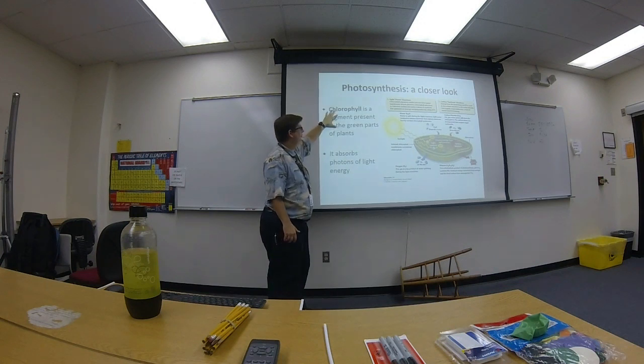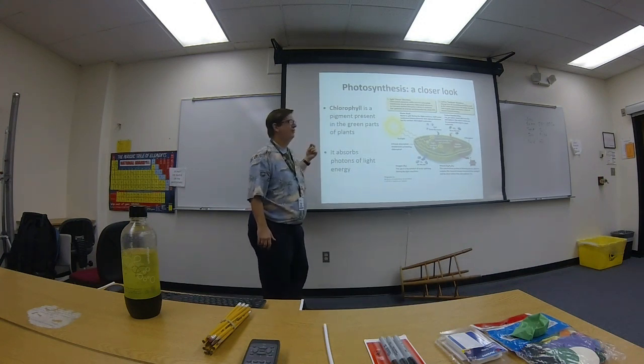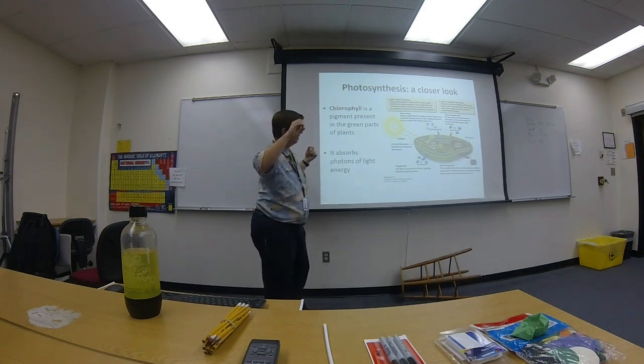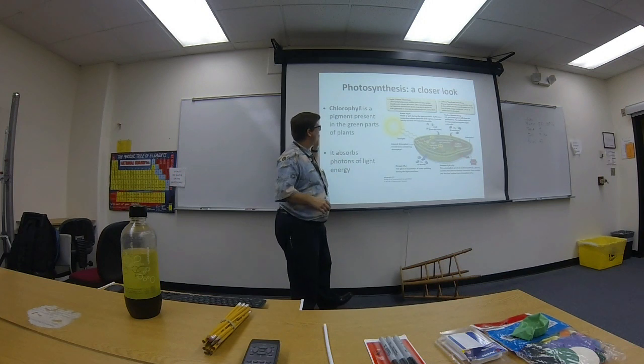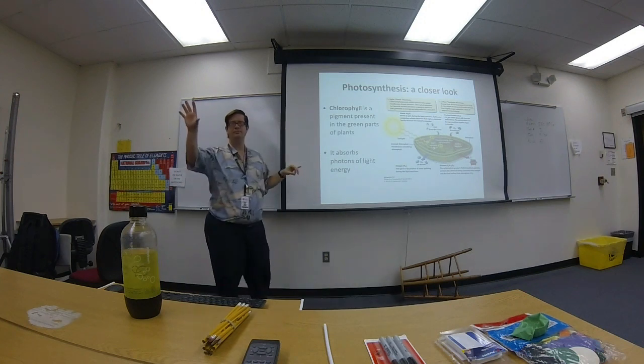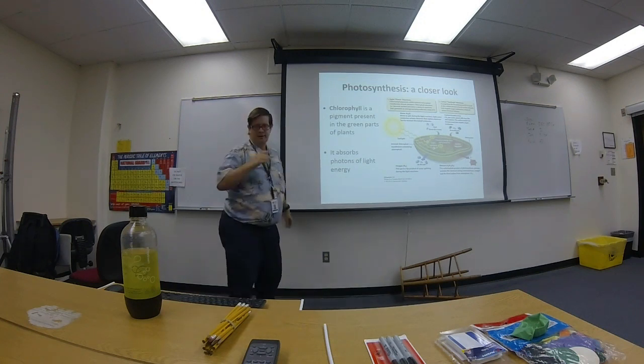We're going to talk about chlorophyll. Chlorophyll is a little pigment, a little colored molecule that is present in the chloroplast, in the green parts of the plant. It is the solar panel. It is the thing that absorbs the light energy. Good? All right.